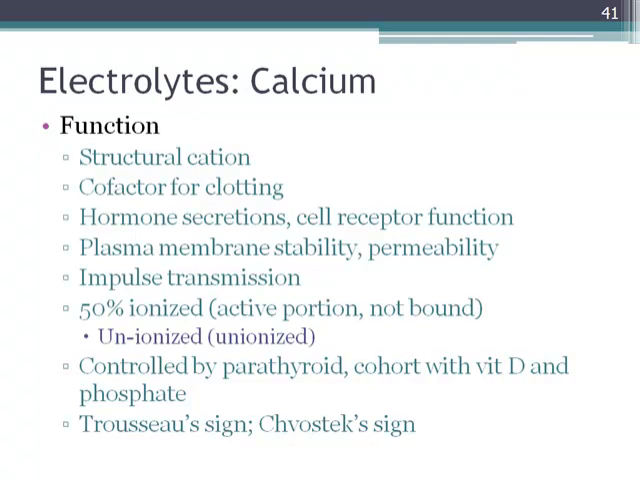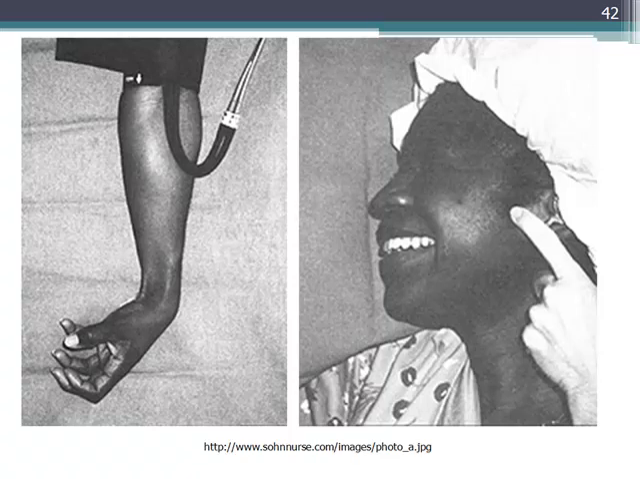And you're familiar with Trousseau's sign and Chvostek's sign. I think I have pictures of those. So Trousseau's sign is putting a blood pressure cuff around the arm, and you can actually do it on the forearm. And you pump it up, and if you get a carpal pedal spasm, the calcium level is low. And Chvostek's is where you tap the facial nerve, and they get a cramp on that side of their face. Same thing.